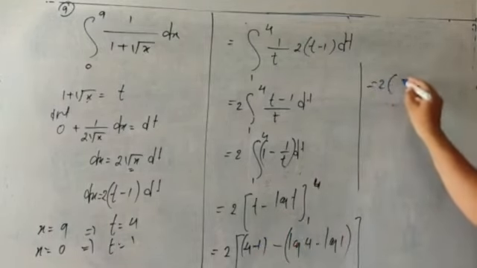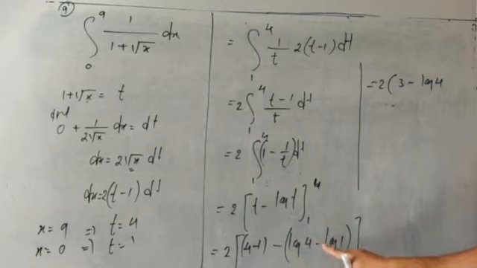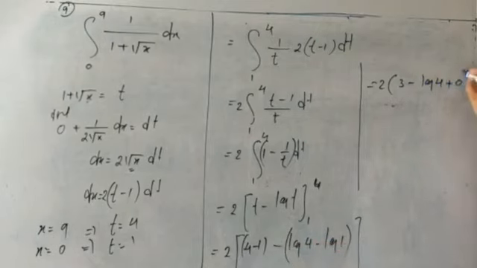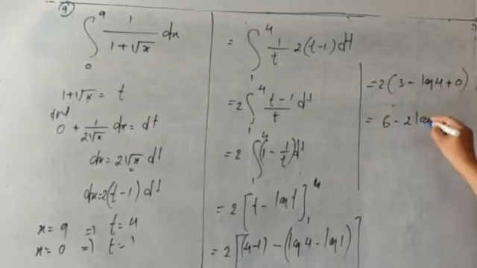So it is 2 inside the bracket 3 minus log 4, and what is this, minus minus becomes plus 1, log 1 is 0. So it is plus 0. So this should be the answer. So just see the options there. Fine. So it is 3 into 2, that is 6 minus 2 log 4 is one of the options.